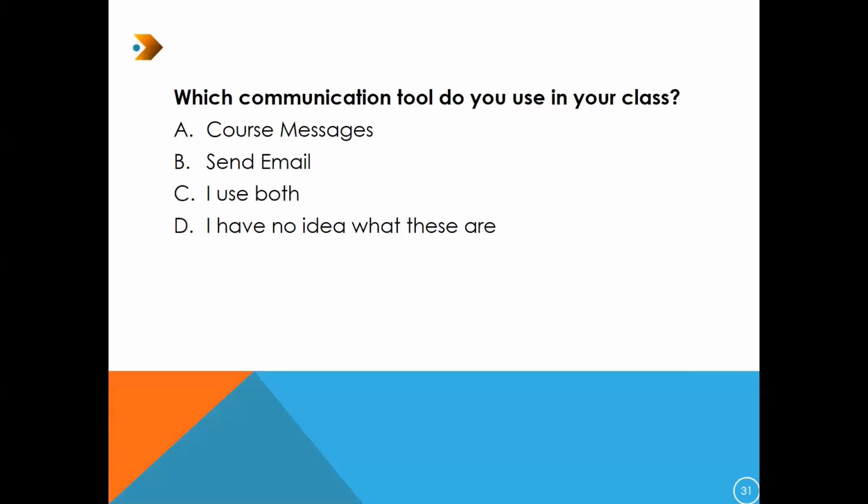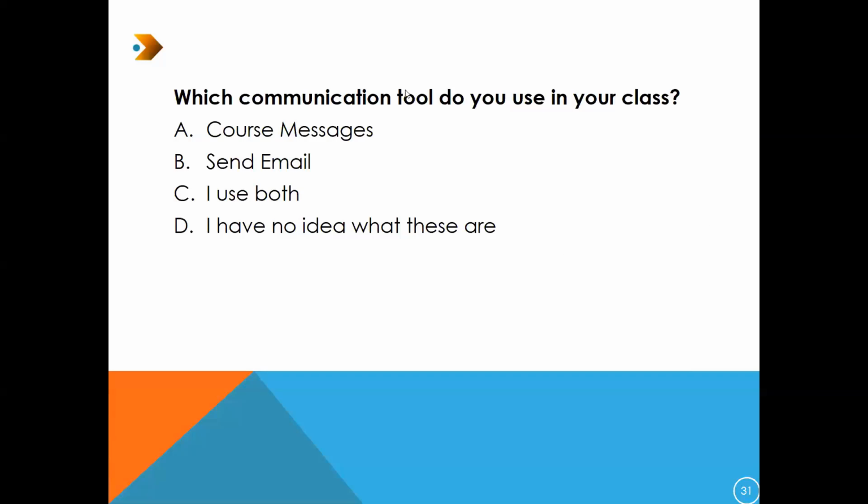The important thing that I want to point out, if you notice, we are half and half on course messages and send email, and if you combine those two, we end up with half and half with those that use both. So everything is pretty close to about even. And I'll explain why I like mentioning that, and why this was a perfect example of that.